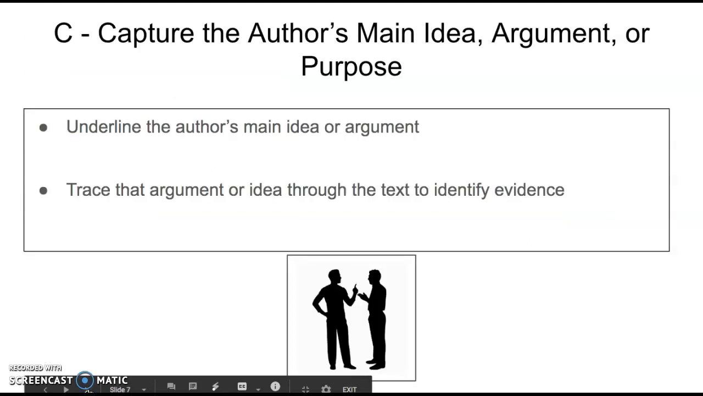C, capture the author's main idea, argument, or purpose. So here the idea is that you'll do 2 things. One, underline the author's main idea or argument. That's very important for analyzing text. And 2, trace the argument or idea through the text to identify evidence. So here you're reading to see exactly how an argument is structured and what that argument exactly is.